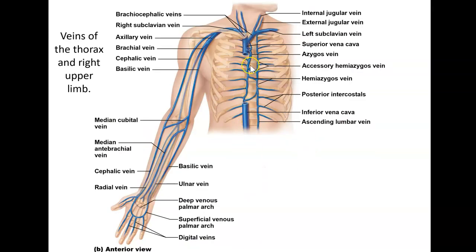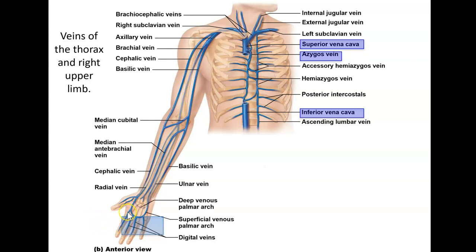So here was our azygous vein on the right side, and then you can see on the left side I have my accessory hemiazygous vein, and sitting a bit more inferiorly would be my hemiazygous vein. And all of these are going to drain together into the superior vena cava to then drain into the right atrium. So next, let's talk about how we are going to drain from the area of the hand all the way back to the heart.